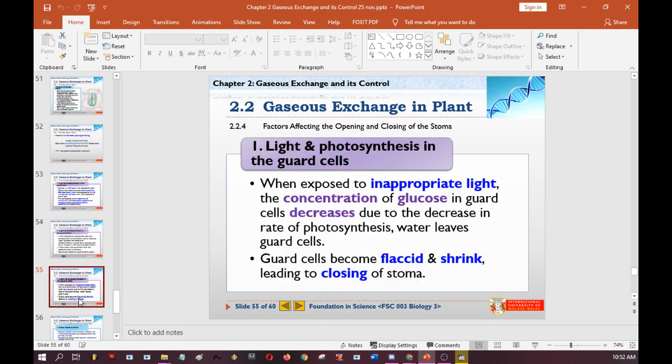When exposed to inappropriate light, they will not do any photosynthesis. What will they do? They will just turn the glucose into starch, and then they will lose all the water, become hypotonic, and then they will become flaccid.